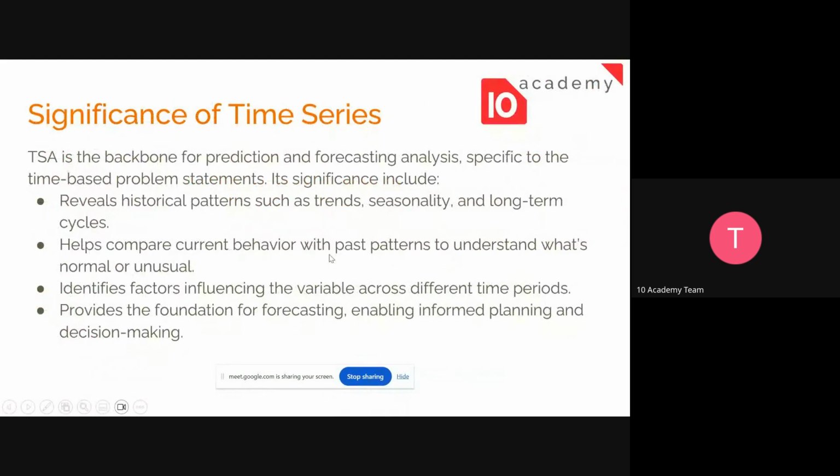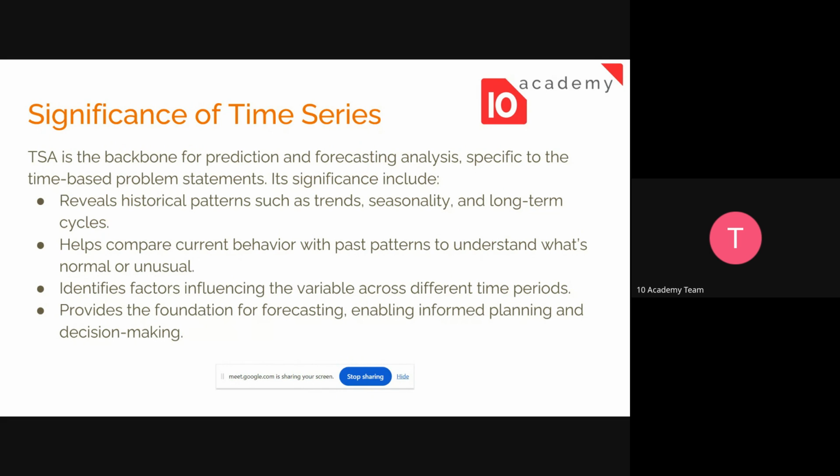So time series is a backbone for prediction and forecasting analysis specific to time-based problem statements. Its significance includes revealing historical patterns such as trends, seasonality, and long-term cycles. It helps us compare current behavior with past patterns to understand what's normal or unusual.